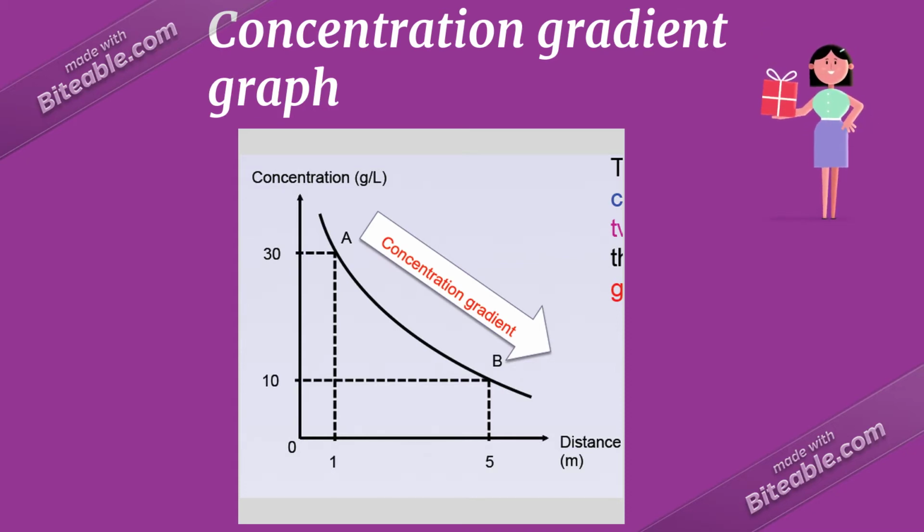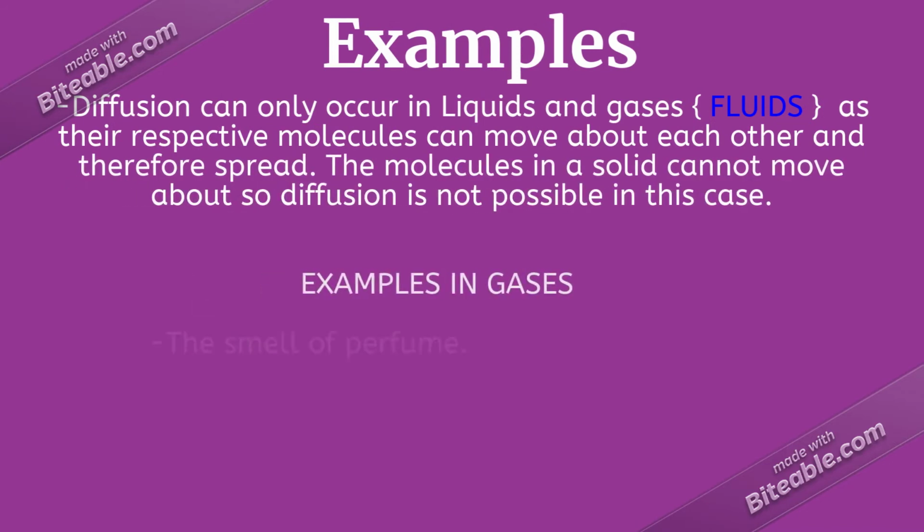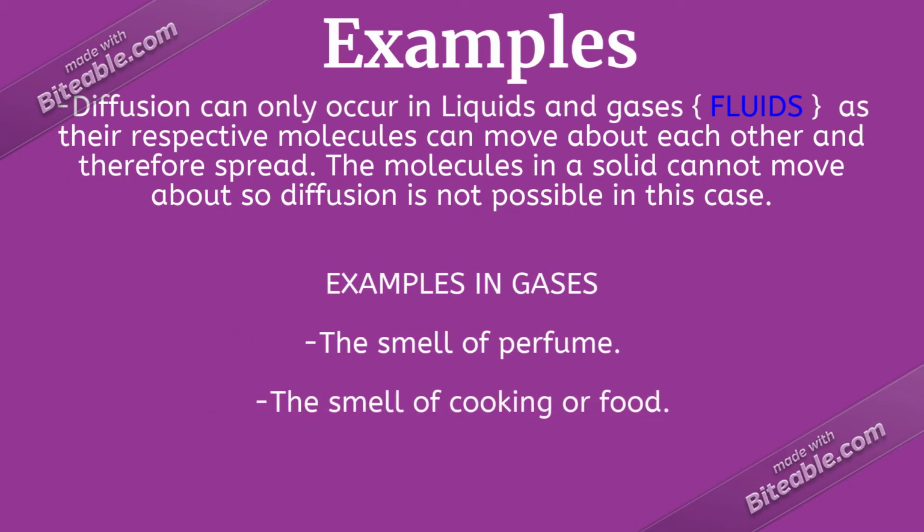Moving on, we will now be discussing examples. First of all, let's understand that diffusion can only happen in liquids and gases, which are collectively called fluids, which means states of matter in which the particles can move about. You know that particles can only move about in liquids and gases, and they are fixed in solids. So diffusion only occurs in fluids, gas and liquid, as their molecules can move about each other and therefore spread. Diffusion can never happen in a solid, as the particles are fixed in their position and do not move, so diffusion is not possible in this case.